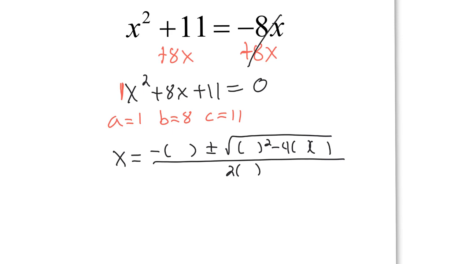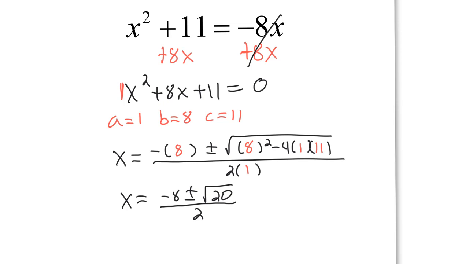So I have a negative b, so negative 8, since 8 is b, plus or minus the square root of b squared, so that's 8 squared minus 4 times a, 1, times c, 11, everything over 2 times a, which is 1 again. You guys are going to simplify, so x equals negative 8 plus or minus the square root. I'm going to find the discriminant, the number inside of the radical, and it's 20 inside of the radical. Everything over 2 times 1 is 2.